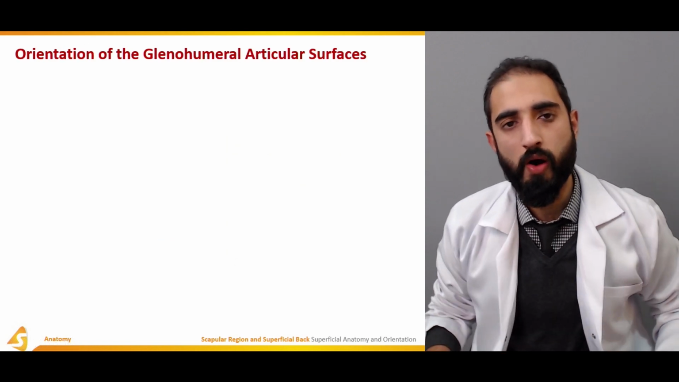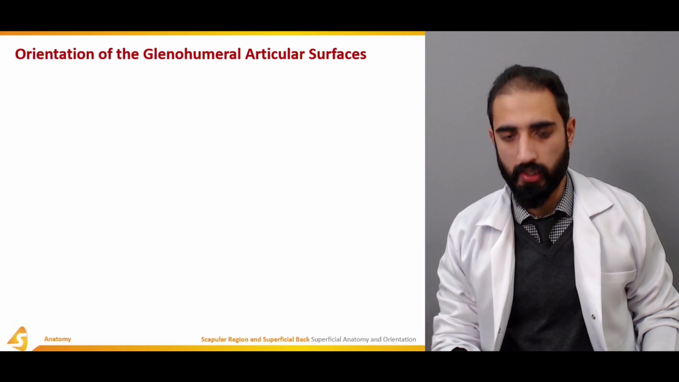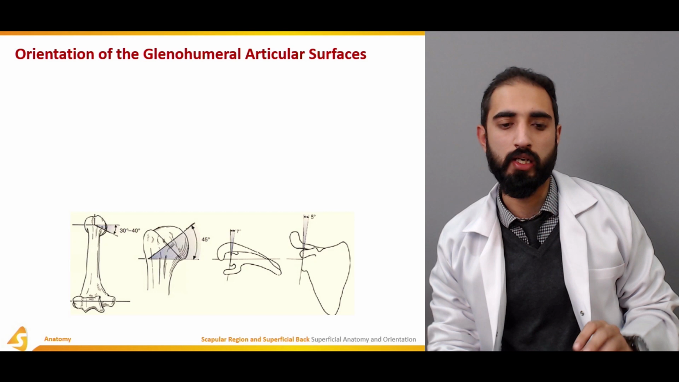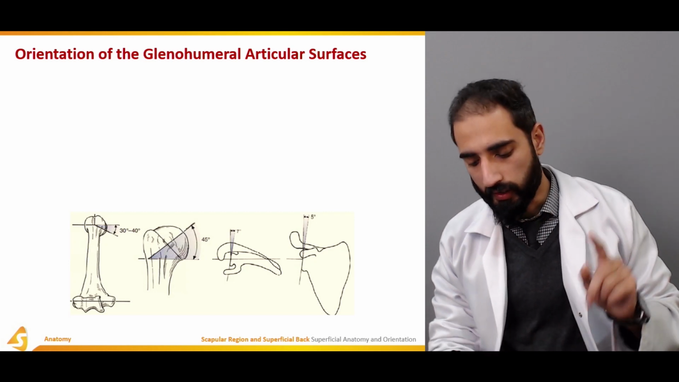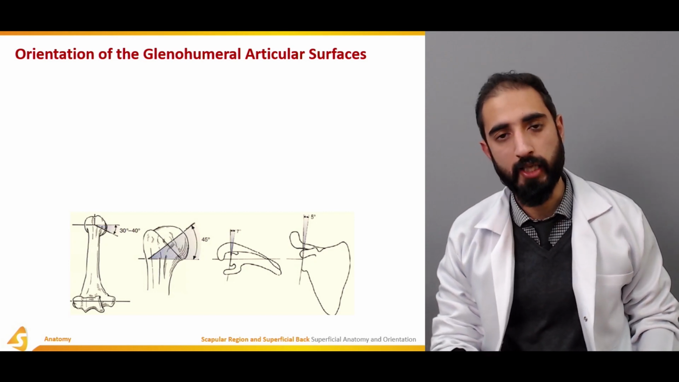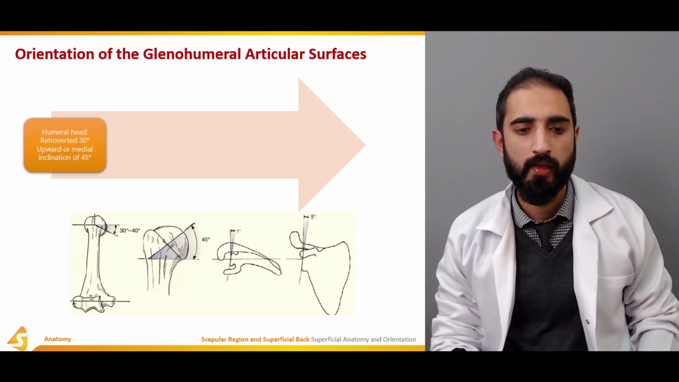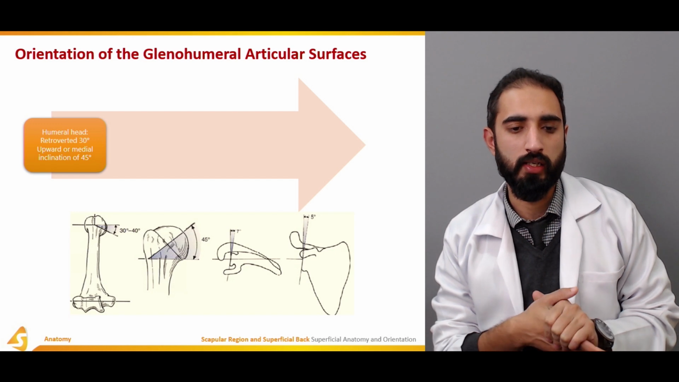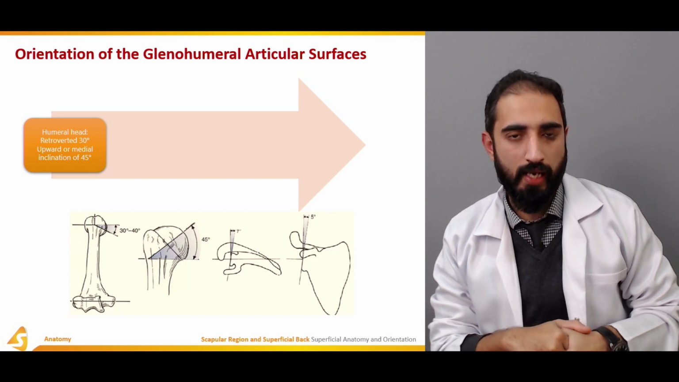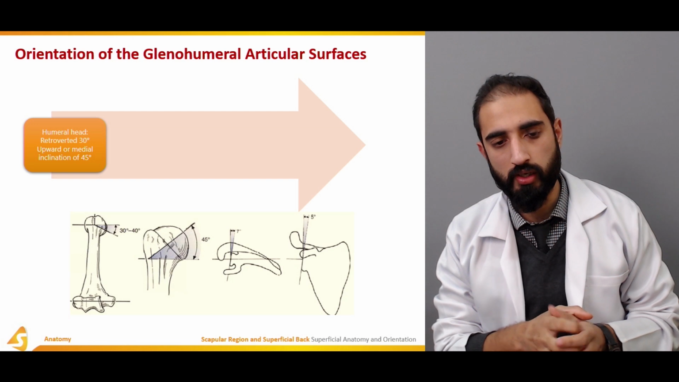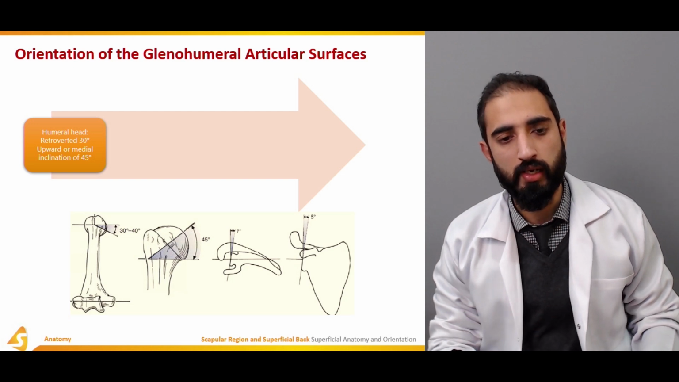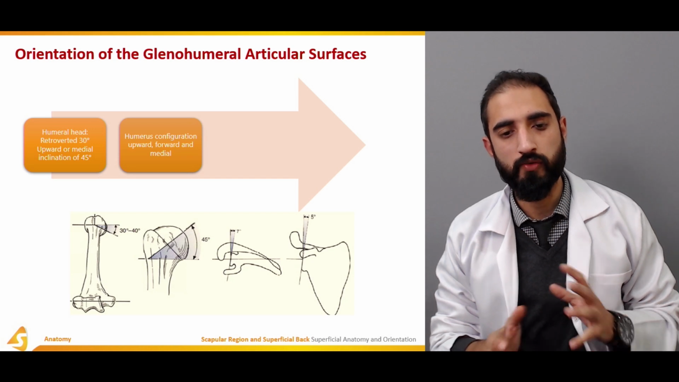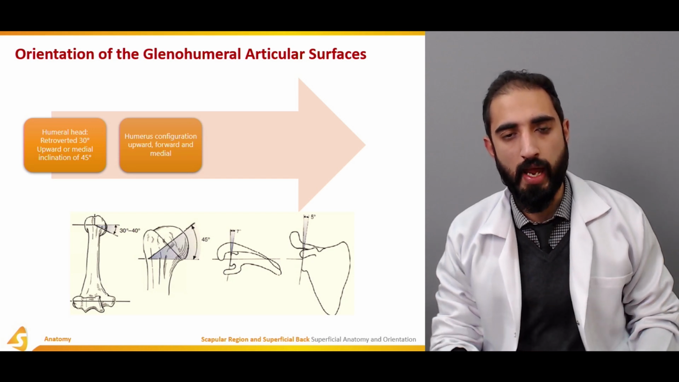Now, talking about the orientation of the glenohumeral articular surfaces. So one is actually the humeral head, and one is actually the glenoid fossa or the glenoid cavity found by the scapula. So talking about the humeral head, it is retroverted 30 degrees and it is inclined upwards. So there's an upward inclination and there is a medial inclination of around 45 degrees. So humerus configuration is upward, forward, and medial.